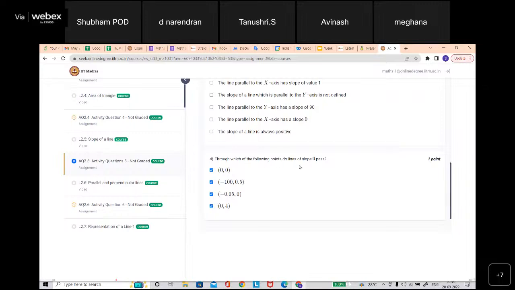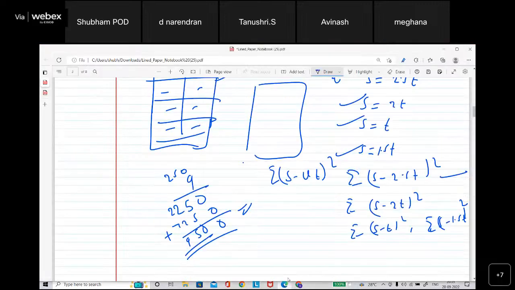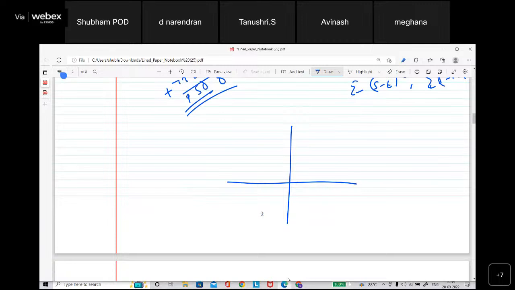Through which of the following points does a line of slope 0 pass? Sir, which is going second and third, I did not understand. Because it is parallel to y-axis. So okay, my question is, slope is not defined, no, sir? Suppose here is a point, okay? I am drawing a line which passes through this point and is parallel to x-axis. So what is the slope of this line? 0. So slope is 0, still it is passing through this point.